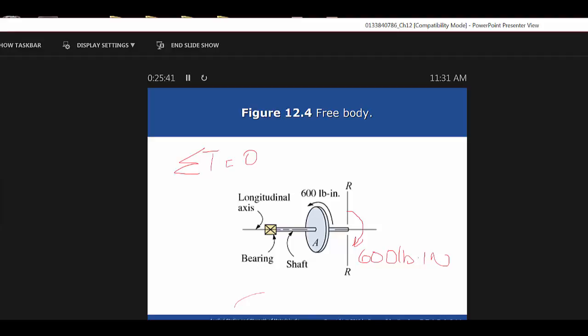Okay, now, seems easy, right? What we're probably going to be charged with is figuring out what that 600 pounds-inches is on that pulley A, so that we can figure out what that torque is, or that torsion that's going on in the shaft. But probably more importantly, we're going to have to figure out what the stresses are that are involved there, and it's going to be shear stress. Okay? But it's torsional shear.